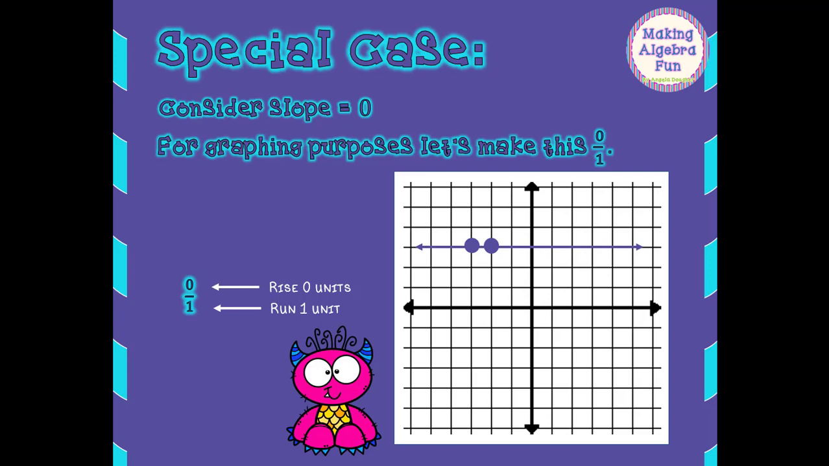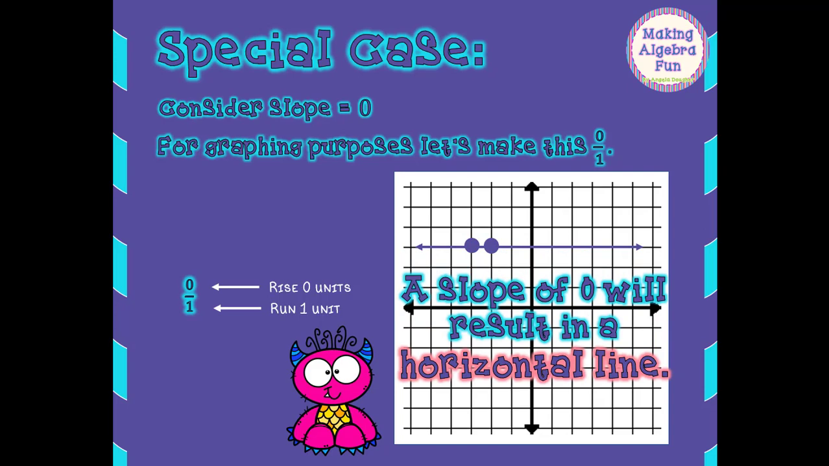And what happens is with 0 over any number, when the slope is 0, we always get a horizontal line.